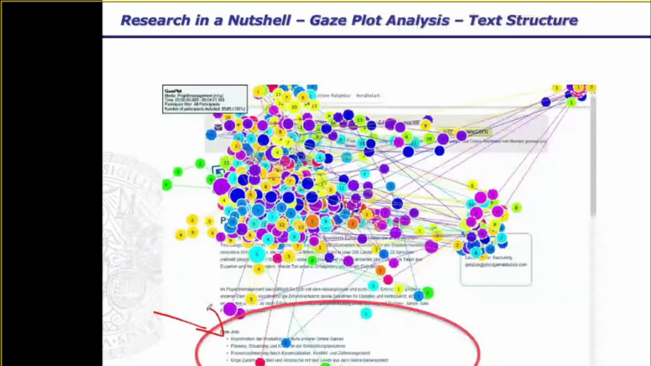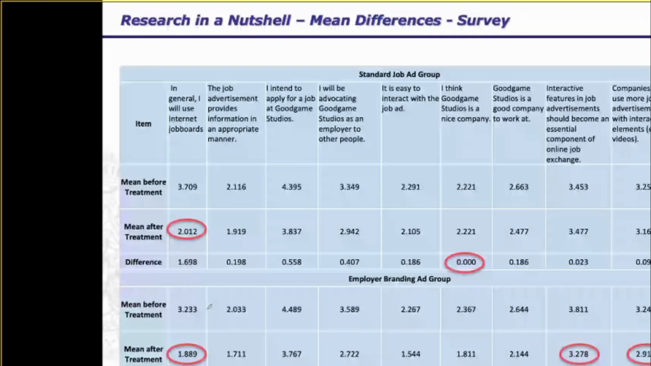So based on that, as I said, we've done a pre and post survey to compare what differed. And you see all those red aspects had a great impact. For example, the job advertisement, we're asking them, provides information in an appropriate manner.